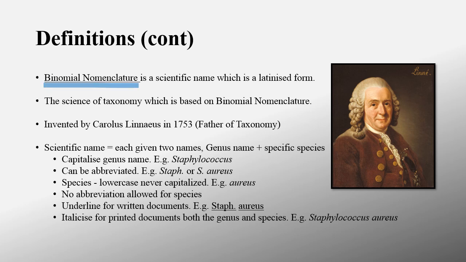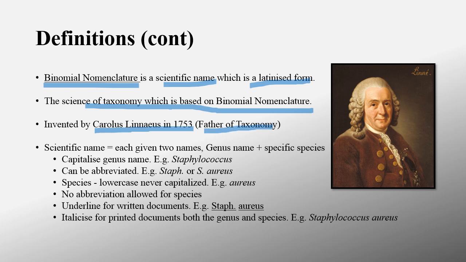Okay, binomial nomenclature is a scientific name which is in Latinized form. So all scientific names should be written in Latinized form, and that's what we call binomial nomenclature. The science of taxonomy is based on binomial nomenclature, as I mentioned earlier. This was invented by Carolus Linnaeus in 1757, and he is also known as the father of taxonomy.